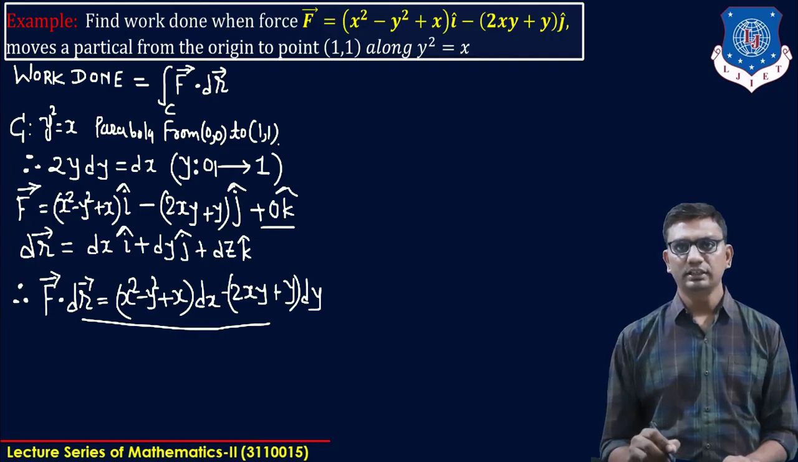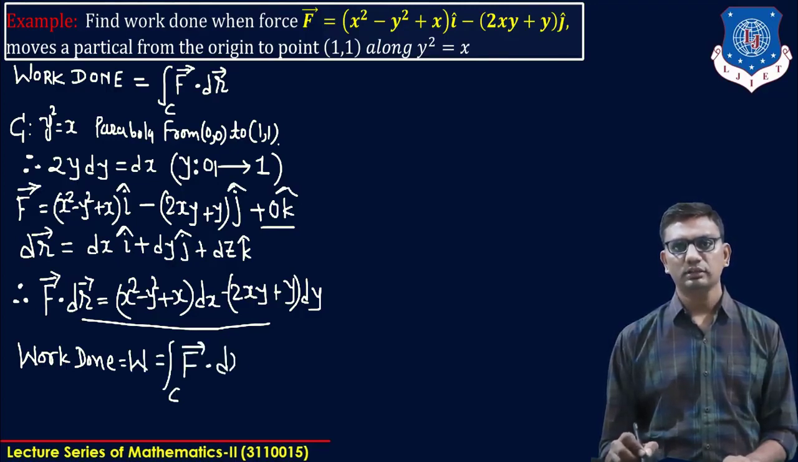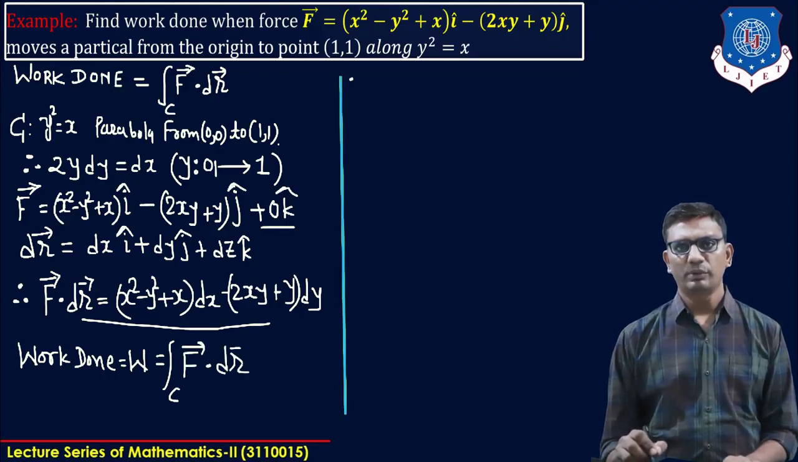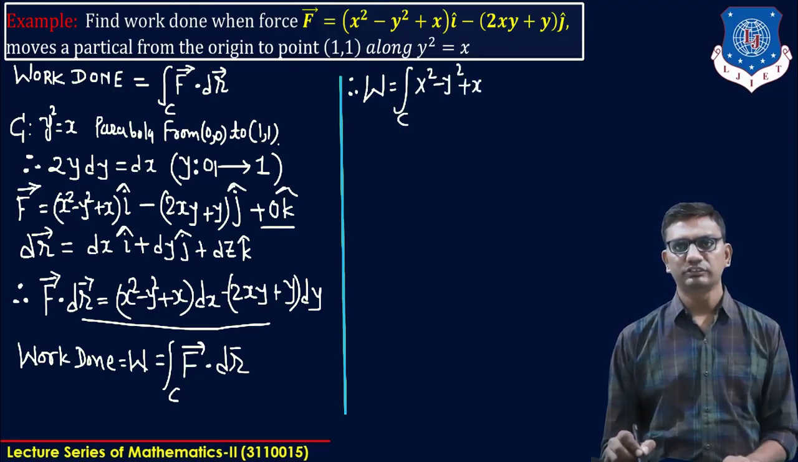Now we will find directly the work done by integration. Work done w equal to integration over C f bar dot dr bar. Now we put the proper values of f bar, dr bar and C in the integration. Therefore w equal to integration over C x square minus y square plus x dx minus 2xy plus y dy.